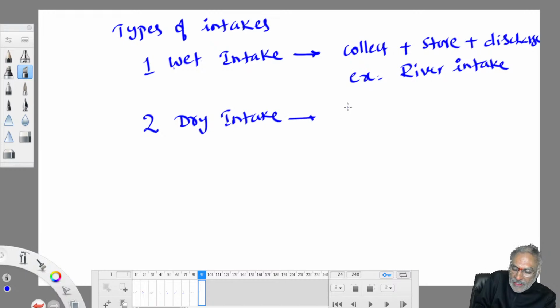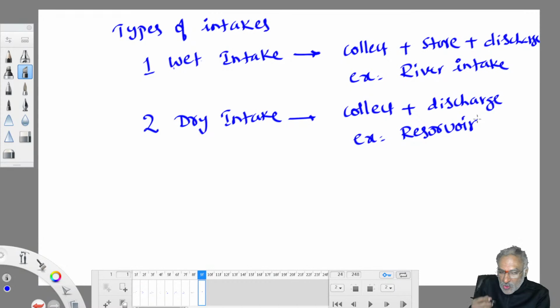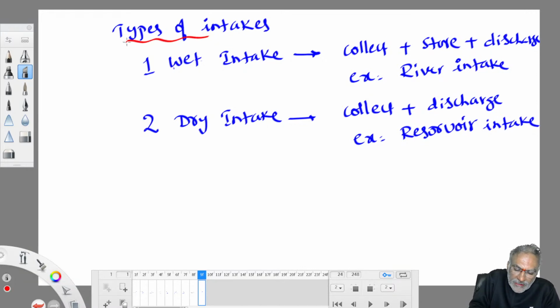Whereas dry intake only collects water. As soon as it collects water, immediately it delivers that water, discharging it into the pipe. Collect and discharge without storing in between. An example is reservoir intake. An intake constructed at a reservoir is essentially a dry intake. It doesn't store water in between. As soon as it collects, immediately water is delivered, discharged into the conveying main or transporting pipe. So there is no storage in between. Like that, they are classified.